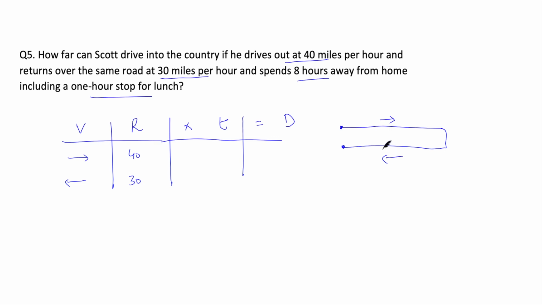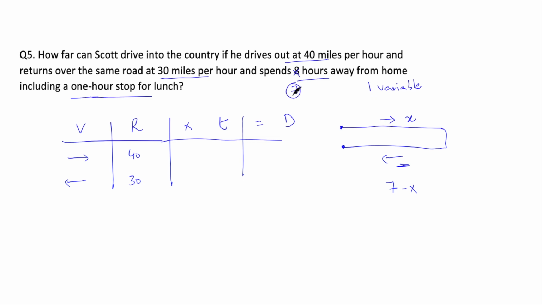Now the trick is the time, and you know we have to use one variable. Let's say the time that he traveled while going into the country is x. Then what will be this time? This should be 7 minus x. Why 7? Because his total traveling time is 7. He stopped for 1 hour for lunch. So he traveled for a total of 7 hours and not 8 hours.